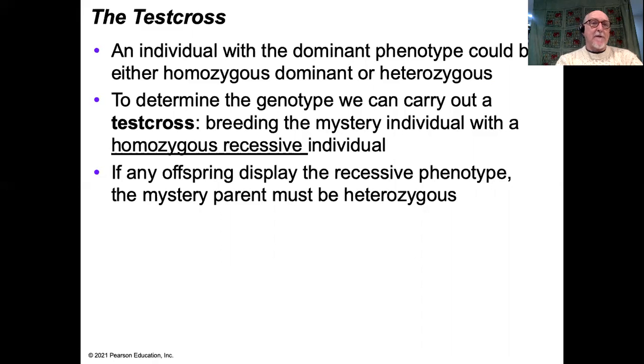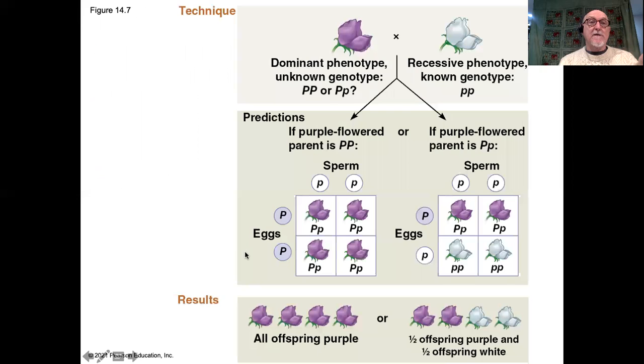Whenever you're presented with that problem, there is a simple solution, and that is to do what is called a test cross. And that is to cross that plant, the suspect heterozygote, with a homozygous recessive individual. If any offspring show the recessive phenotype, the parent plant must be heterozygous. So here's how it works.